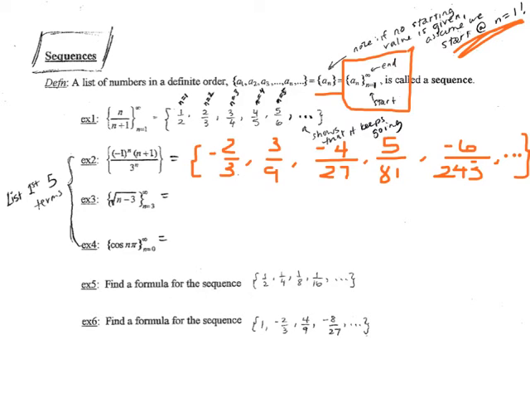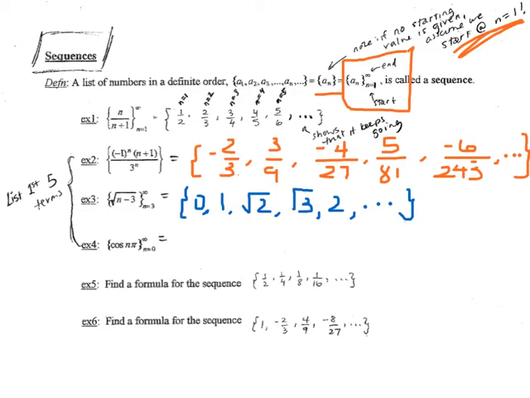Okay, so for example 2, we have negative 2/3, 3/9, which you really should reduce to 1/3, but not a big deal. Negative 4 over 27, 5 over 81, negative 6 over 243, which also should be reduced to negative 2 over 81. All right, and I have my dot, dot, dot at the end. It's in curly brackets, I'm good to go. I started at n equals 1 because it didn't say, and if it doesn't say, you start at n equals 1. Try 3, pause, come back to me.